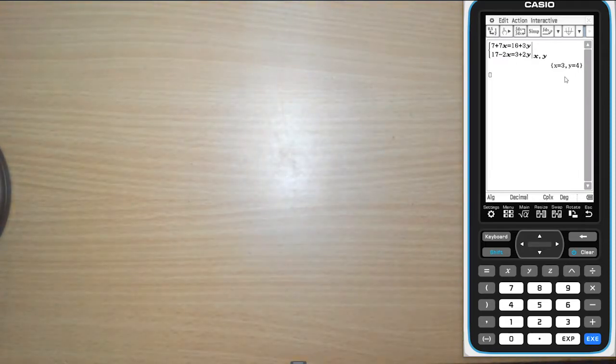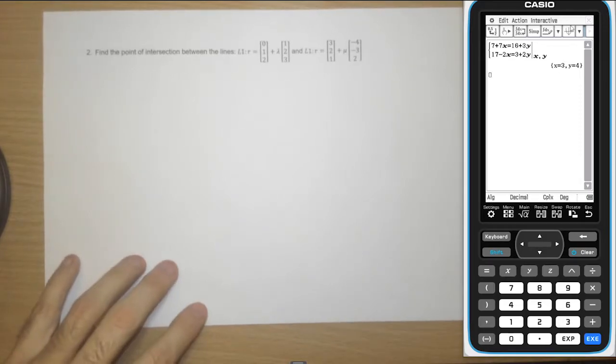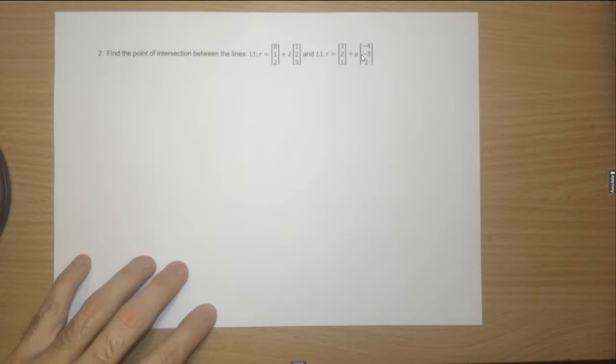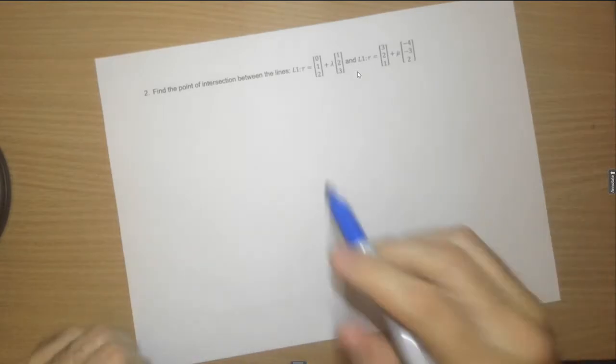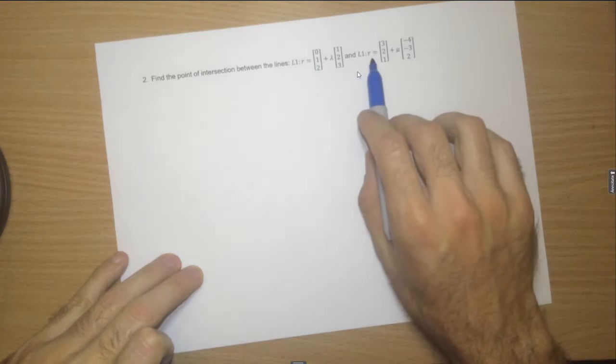Alright, let's move on to the next question. Now, this question here is going to involve 3 coordinates. And so it's a little bit trickier, but we can make it work for us. And again, we're just going to follow the same principle. So find the point of intersection between this line and this line here.